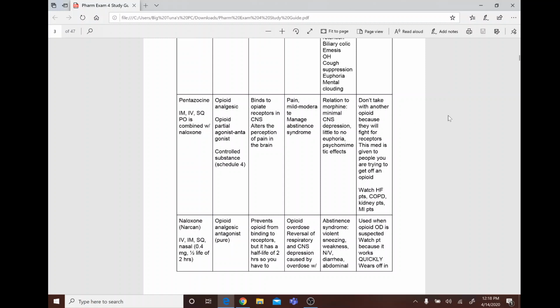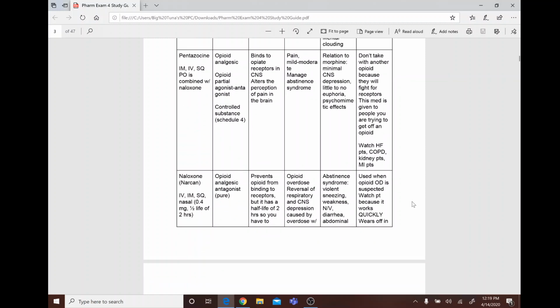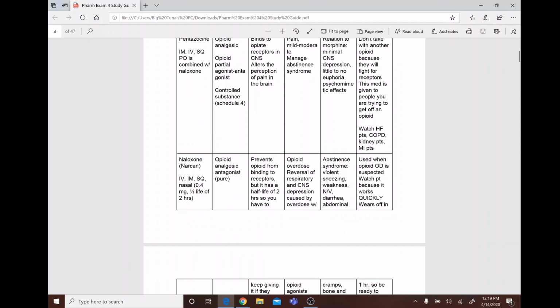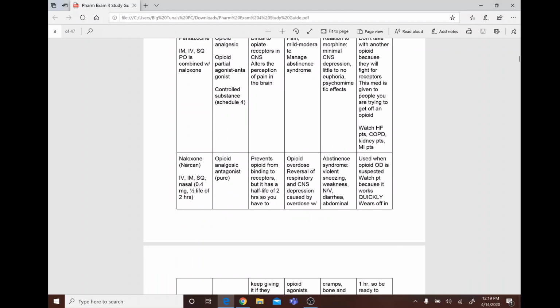With pentazocine, don't take with another opioid because they will fight for the receptors. This med is given to people you are trying to get off an opioid, and you want to watch heart failure patients, COPD, kidney patients, and MI patients. With naloxone or Narcan, give it IV, IM, sub-Q, nasally, 0.4 milligrams, half-life of 2 hours.